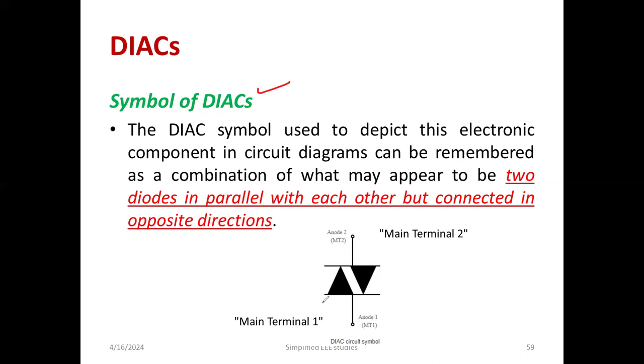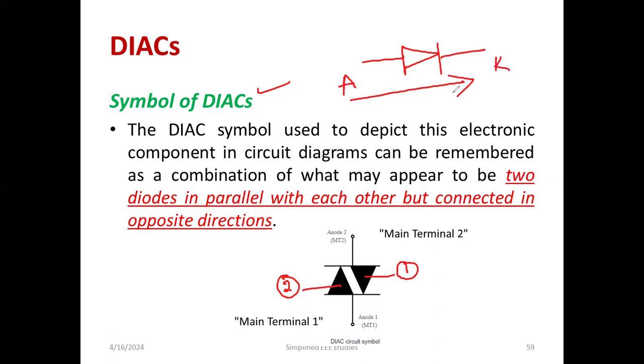DIAC is nothing but diode for alternating current. There are two diodes: we have one diode connected here, another diode connected here, two diodes connected in series fashion. So it ensures bidirectional conduction. If I talk about the normal diode, we have an anode and a cathode. The conduction will be done only from anode to cathode. Conduction from cathode to anode is never possible.